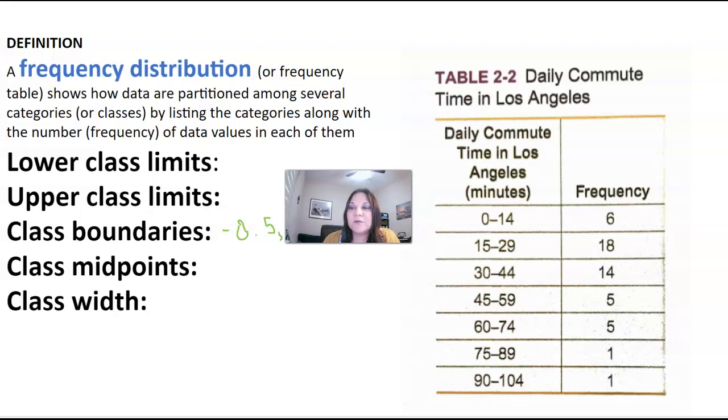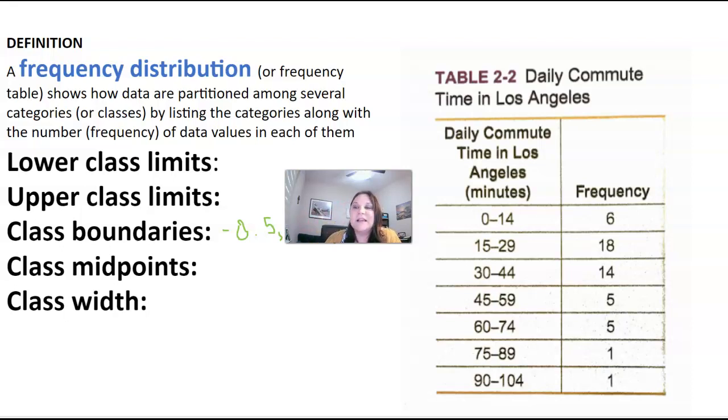So negative 0.5 would be the first class boundary, 14.5 would be the second class boundary, and yes, you will have to type every single one in, but it's not like every single question is like that. Okay, hopefully you know how to calculate the rest.